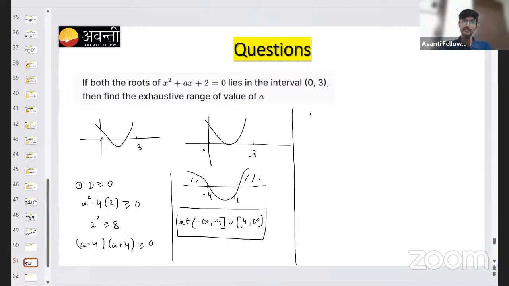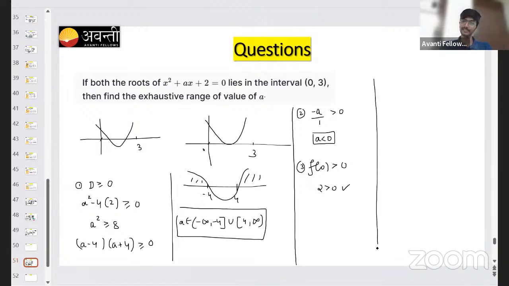Let's check the second condition. Second condition is sum of the roots is minus A by 1 will be also greater than 0. That means A is less than 0. And the functional value f of 0 is also greater than 0. f of 0 का तो 2 greater than 0 आया। इससे तो क्या ही मिलेगा, दिस इज ट्रू, यस ट्रू। सो दो ही कंडीशन मिली। लेट्स प्लॉट these conditions in the interval.